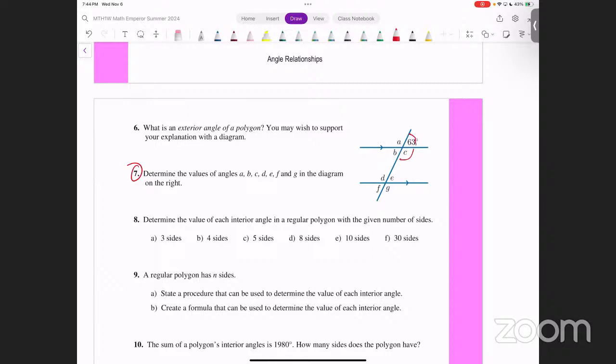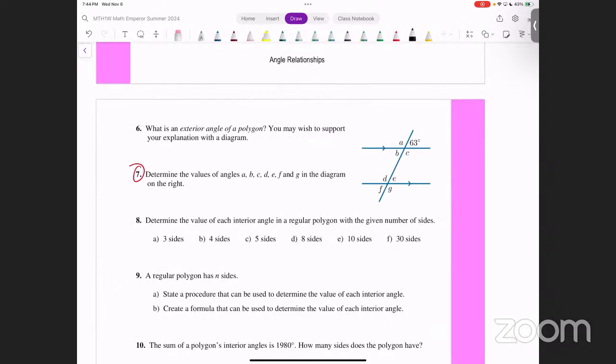Guys, isn't it a straight line? Don't you guys see a straight line here? How big is the angle of a straight line? 180. So to find C, 180 minus 63, isn't it? That is going to be 117 degrees, isn't it? Make sense? Are you following that?